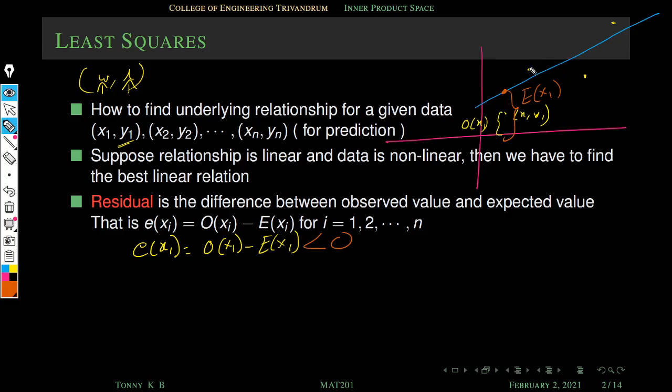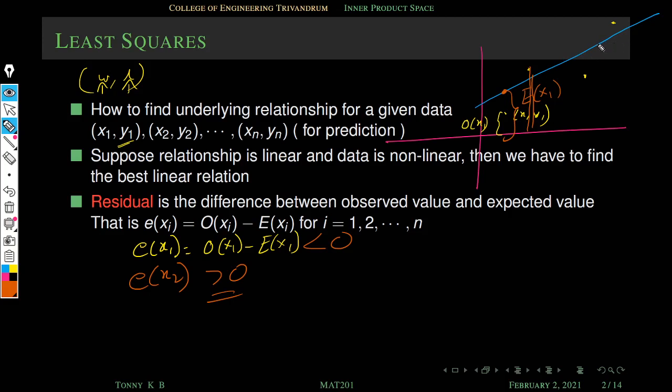So what about the residual corresponding to the second data? Is it positive or negative? Positive. Yes, this is the observed value and this height is the value on the relation. So it is clear that the difference is positive. Anyway, our aim is to find the best relation among such straight lines. The best straight line means we have to reduce the total error.